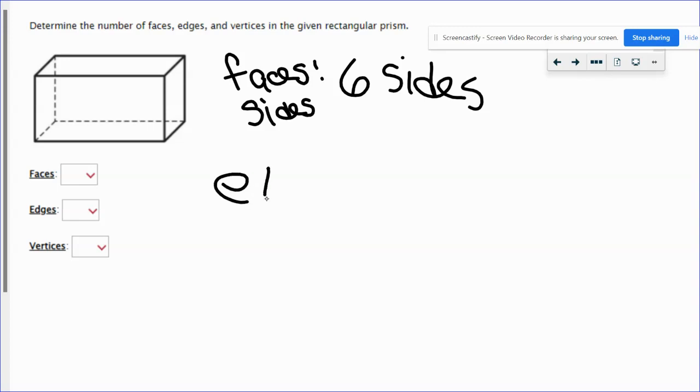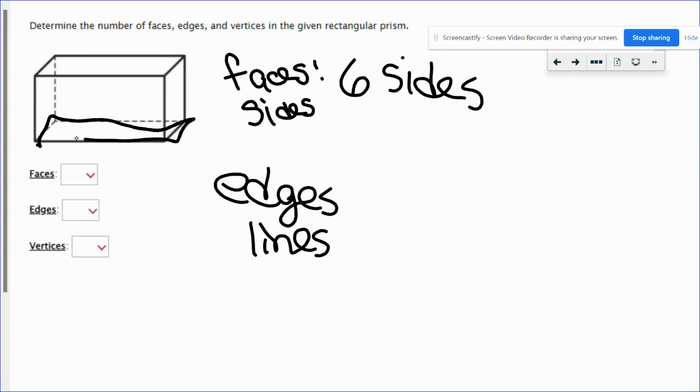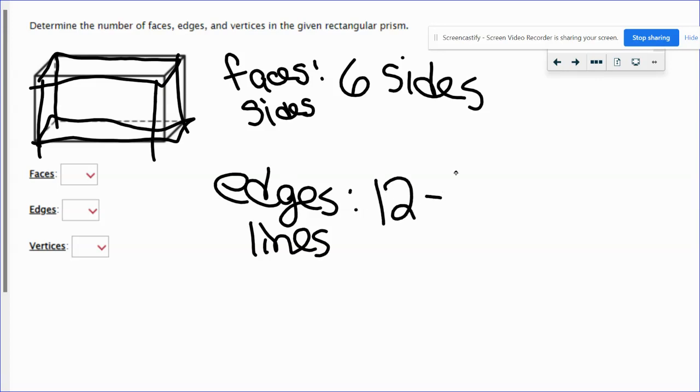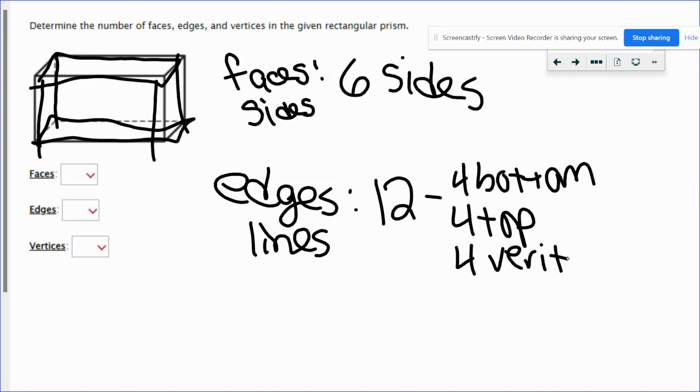Now let's look at edges, which are the lines where 2 faces come together. I have 1, 2, 3, 4 edges on the bottom. 1, 2, 3, 4 edges on the top. And then 1, 2, 3, 4 vertical edges. So that would make a total of 12 because we have 4 on the bottom, 4 on the top, and 4 vertical. Sorry, my spelling is horrible today. So we have 6 faces, 12 edges, and now let's count the vertices.